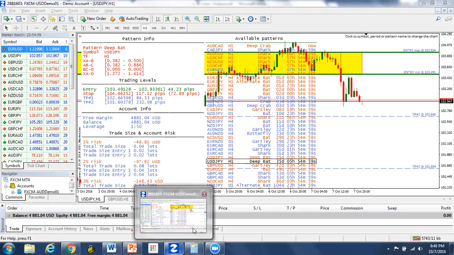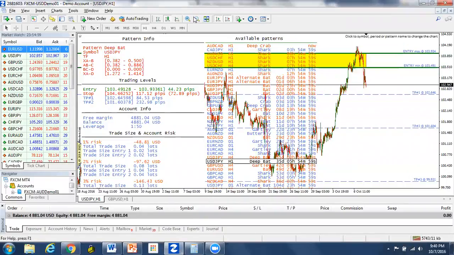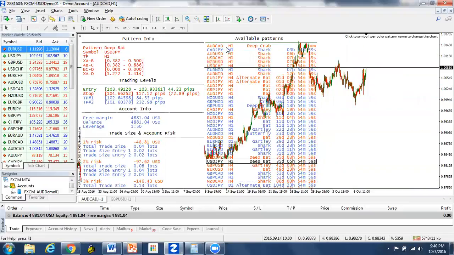What lot size would I suggest? Exactly what I was getting ready to get into. Let's say you're looking at the scanner, okay, and you see the stop loss right here. Let me look at a different one. Let's zoom out. Maybe that's not it.